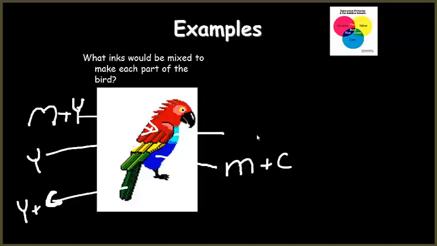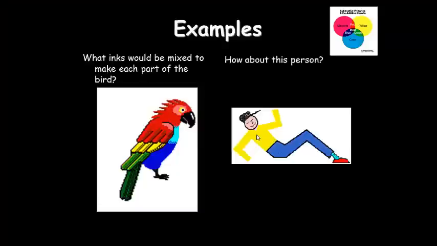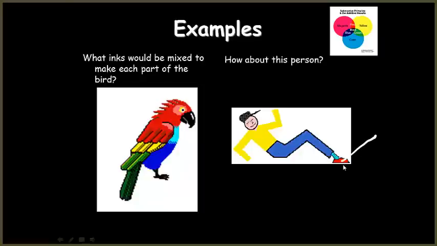If I do the top part of his chest, that's cyan, so all I need is cyan to absorb the red. Blue and green are what's going to be reflected. Let's try one more. Okay, how about this person? If I want his red shoes, I need to use magenta ink to absorb the green, and I need yellow ink to absorb the blue.